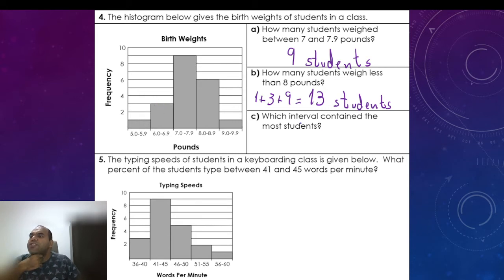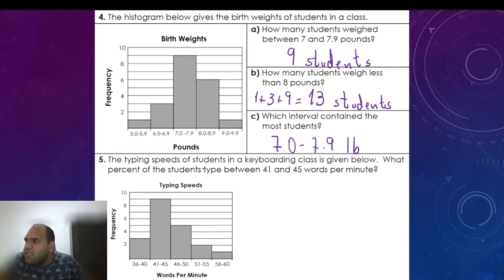Next one. Which interval contained the most students? Which interval has more people over there, guys? If you get it, the interval is here, 7.0 to 7.9. Here is the interval, okay? Here are the pounds, okay? LB, pounds. Great. Nice. I think you understand. Guys, it's up to you, okay, to solve this next one. Here, let me explain to you first.